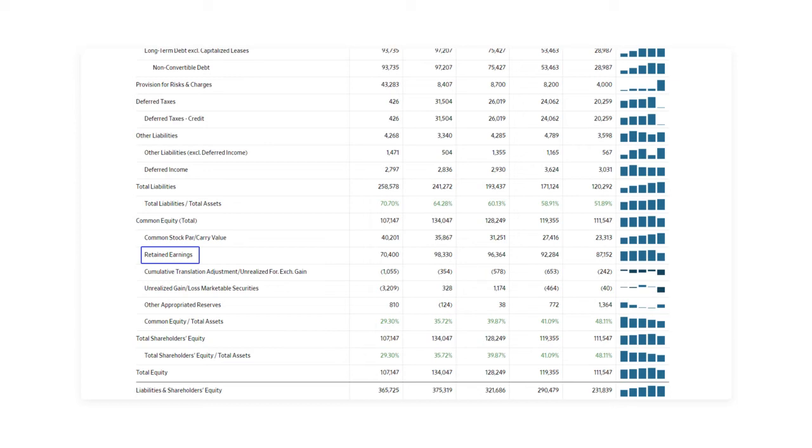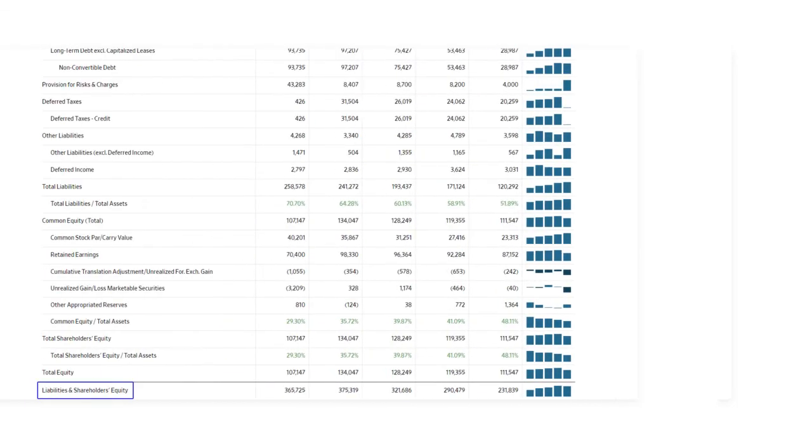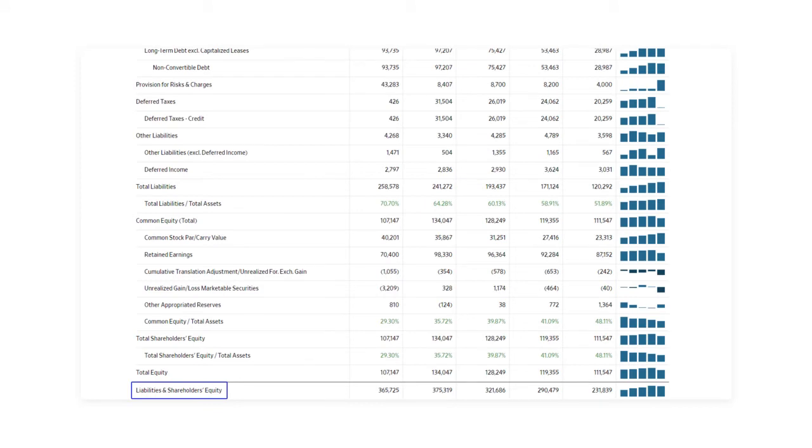No dividends are paid on treasury stock. They have no voting rights, and no profit or loss is distributed on them when calculating net earnings per share. Treasury stock is deducted from retained earnings when calculating equity. As you can see, the company does not have treasury shares on the balance sheet. Liabilities and shareholders' equity is the total liabilities of a company.